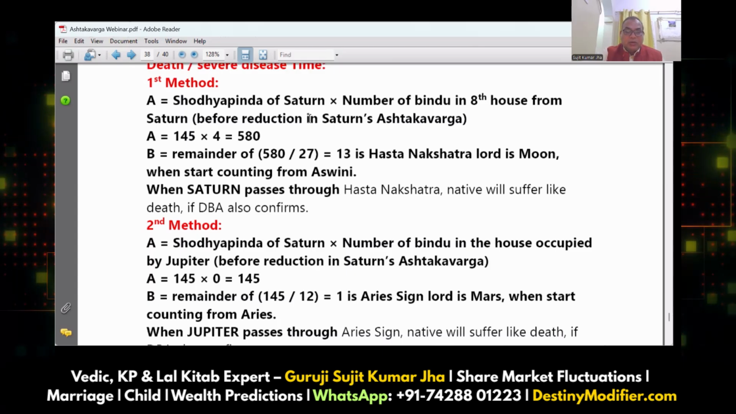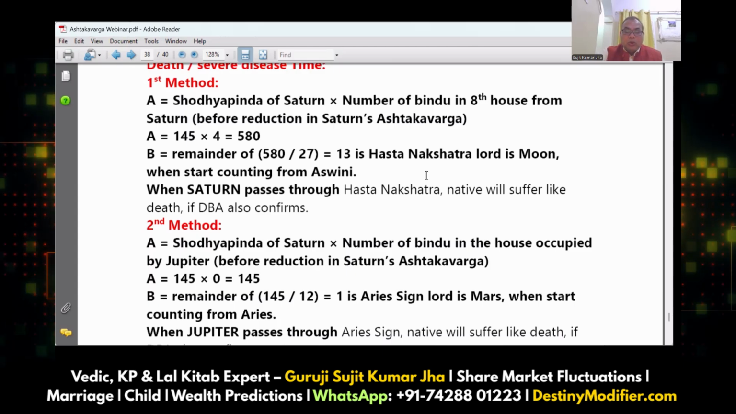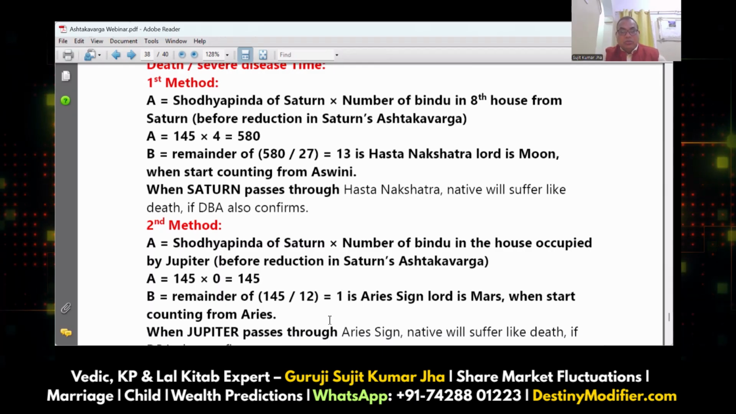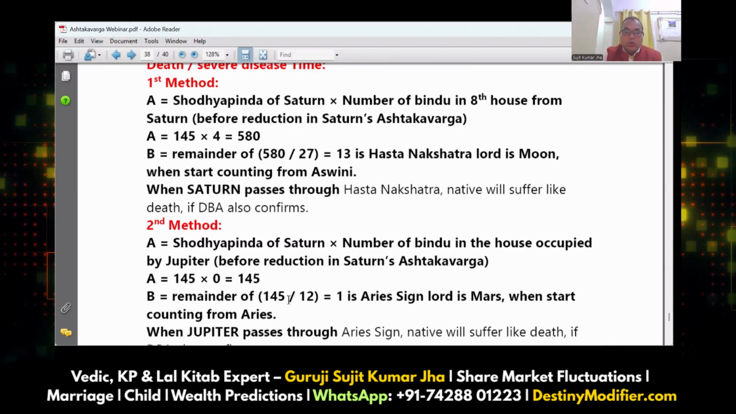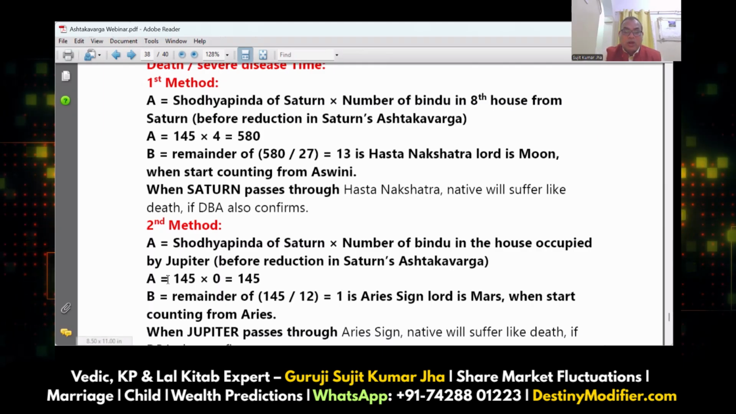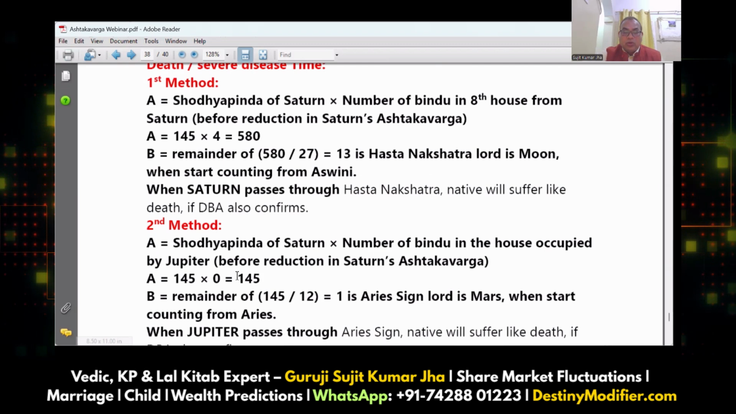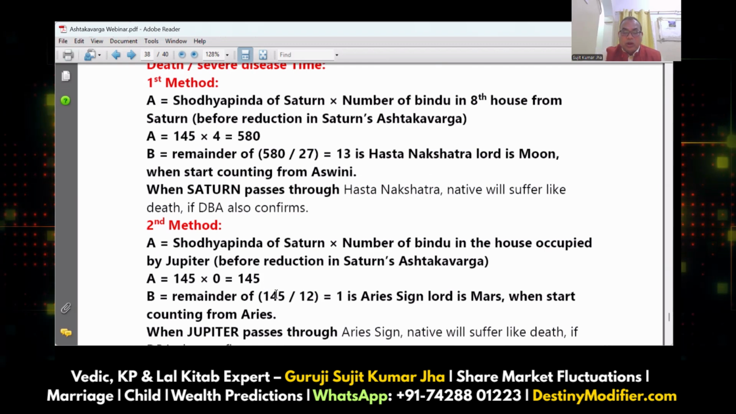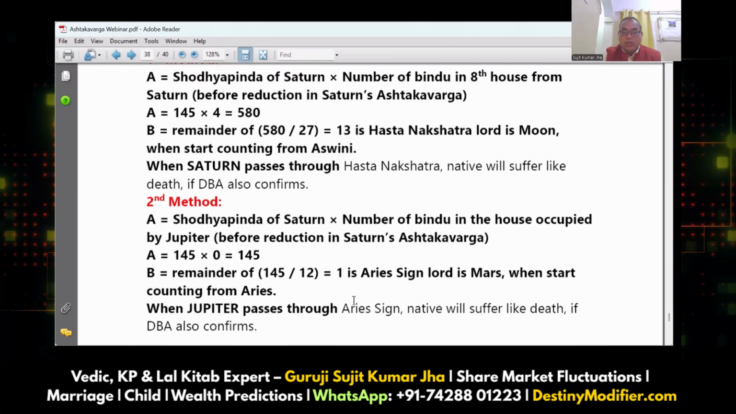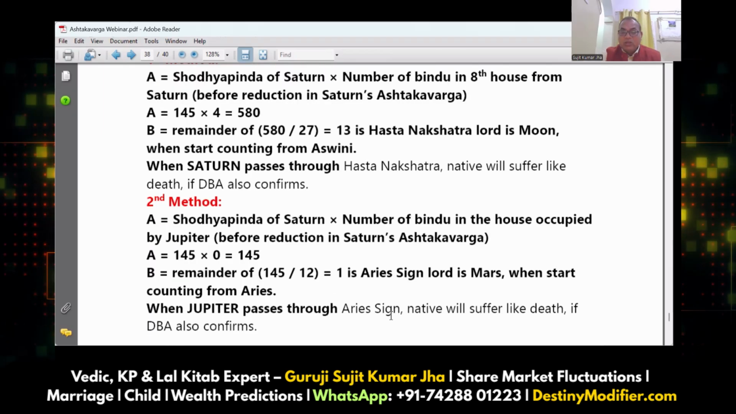The second method is the number of bindu in the house occupied by Jupiter. In Saturn Ashtakavarga, that house has 0 bindu. So the answer is 1 only, 145. We will omit this 0. So 145 divided by 12, remainder 1. So when Jupiter passes through the Aries sign, the native will suffer.